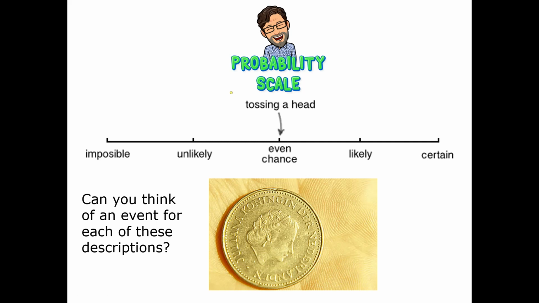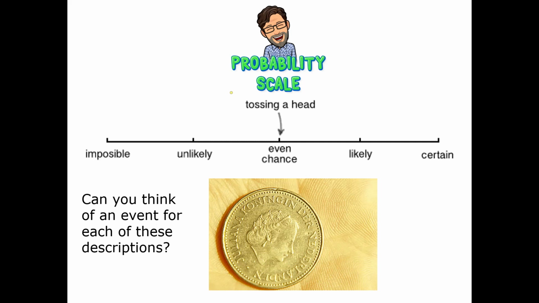So here's a probability scale. It goes from impossible to unlikely, to even chance, to likely, and then certain. So can you think of an event for each of these descriptions? I'll give you a minute to think about it. If you've not thought yet, click pause for a moment while you think.